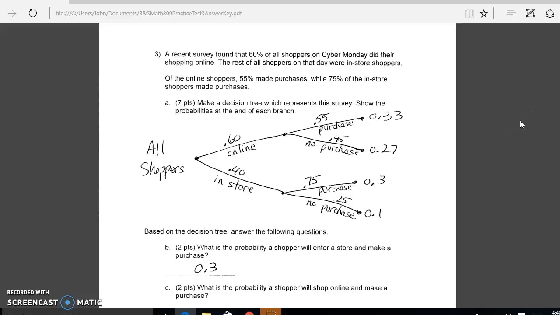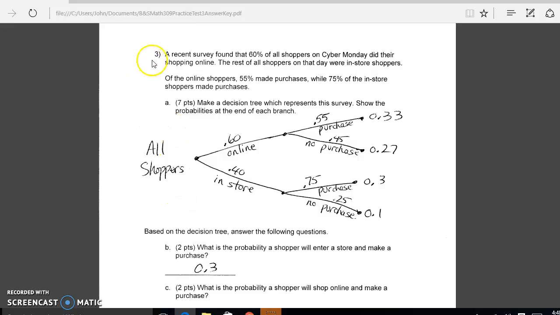This is practice test 3, problem number 3, and in this problem we're asked to make a decision tree which represents a survey and to show the probabilities at the end of each branch of this decision tree. So what I'm going to do is show you here how to set up the tree, and then I'm going to answer letter B in the problem.